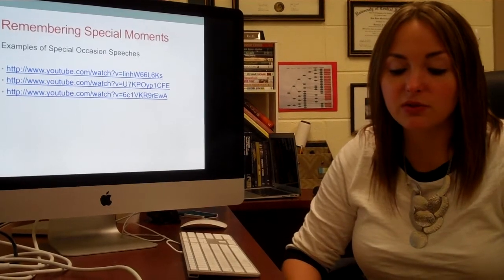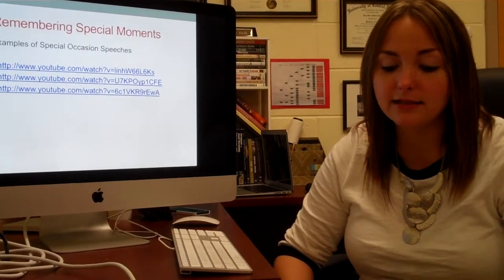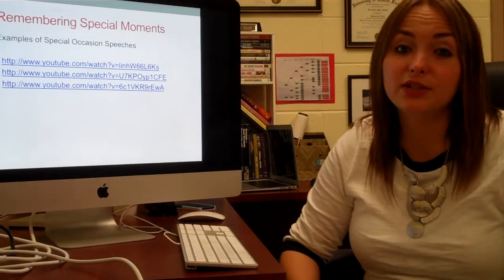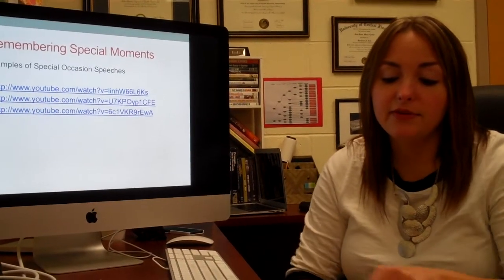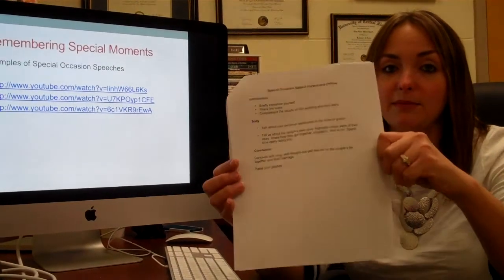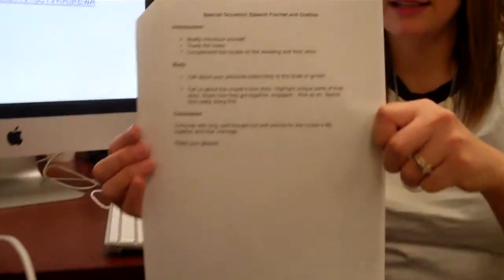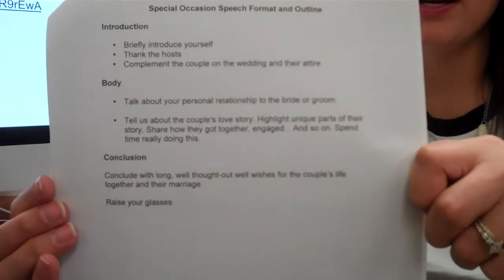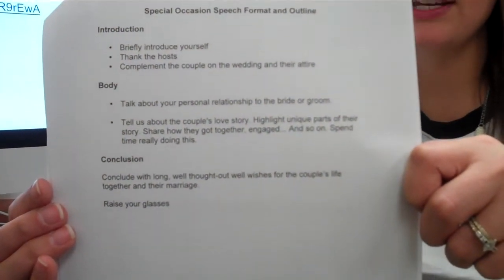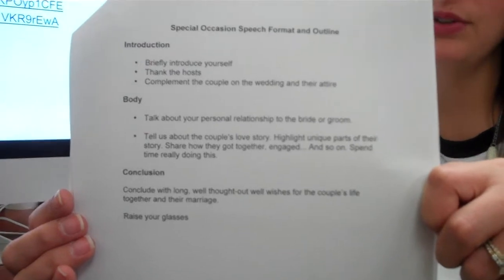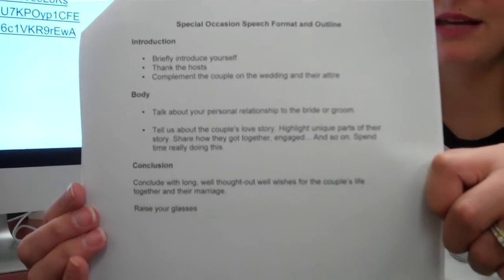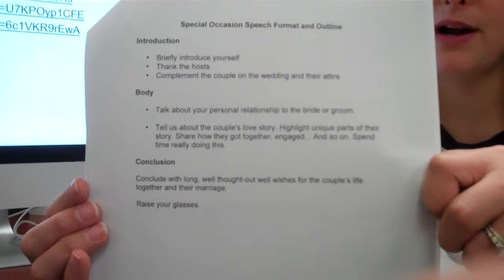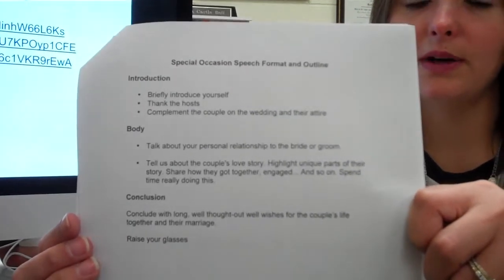In terms of the actual special occasion outline and format, you will have an introduction, a body, and a conclusion. And so if you look on, maybe we can zoom into this. If you look on D2L, you'll find the special occasion outline. And you'll notice that it has an introduction, a body, and a conclusion, and that you should aim to do different things in different parts of the speech. So go ahead and take a moment and pull that up now.